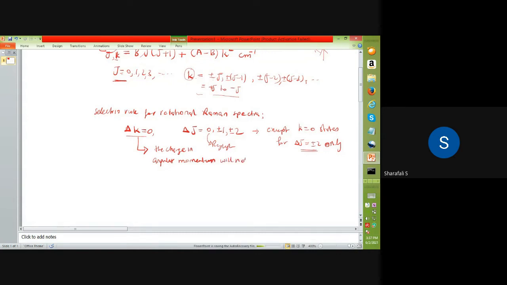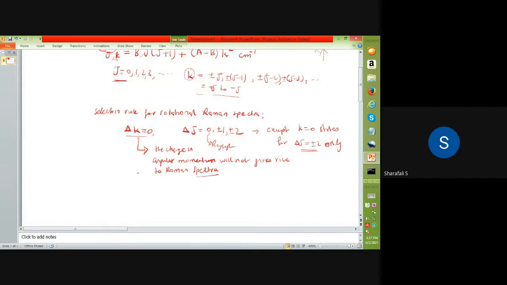Will not give rise to Raman. So if you make any change with respect to that central axis, then there is no change in your polarization, or it will not give you a rise in Raman spectra.